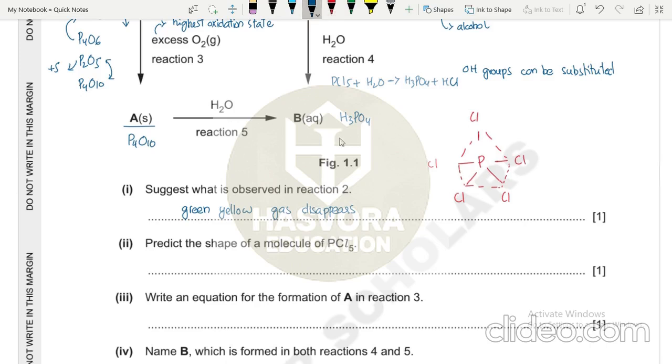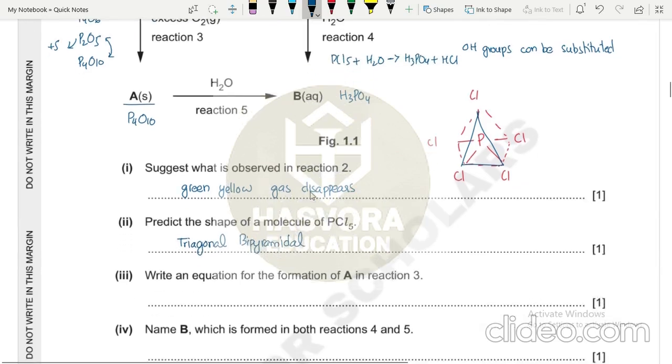And it actually also forms a type of triangle. If you see here, it is in plane. The 3 bonds are in plane and the 2 are out of plane. So this is called trigonal bipyramidal. So this is the shape of the molecule of PCl5.